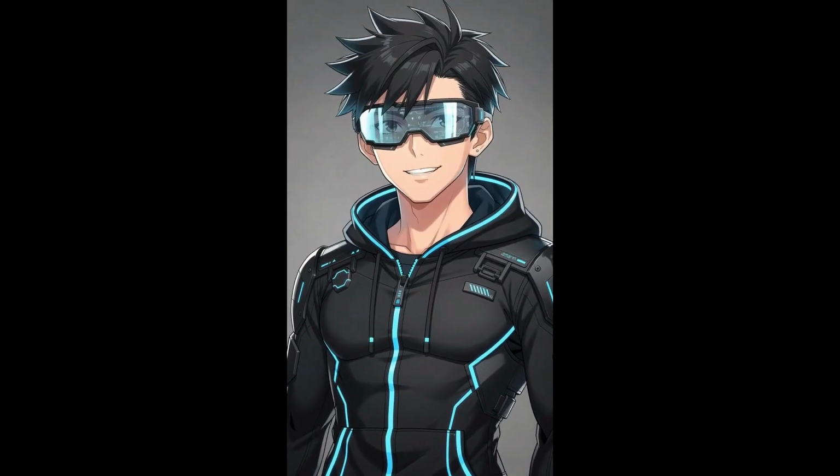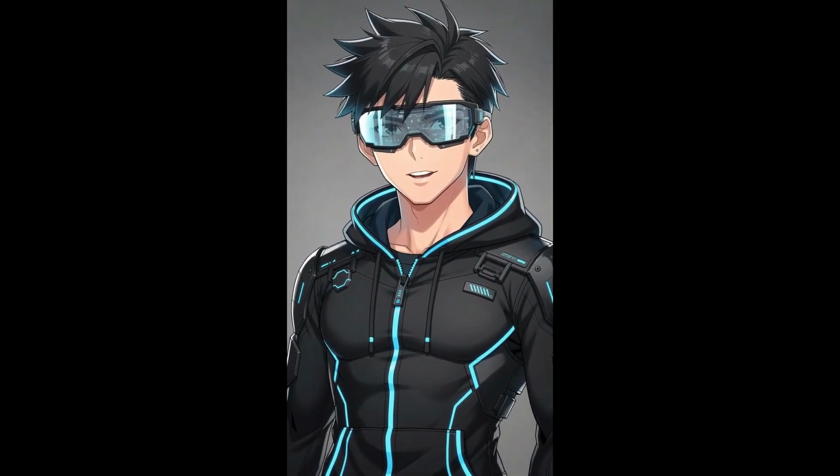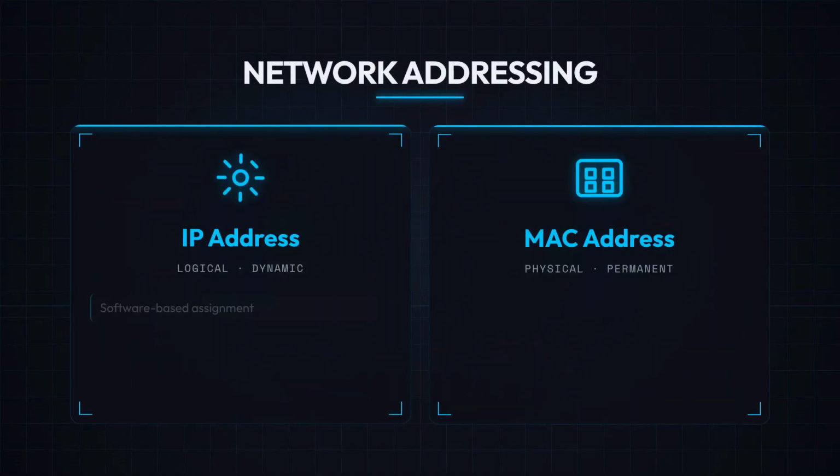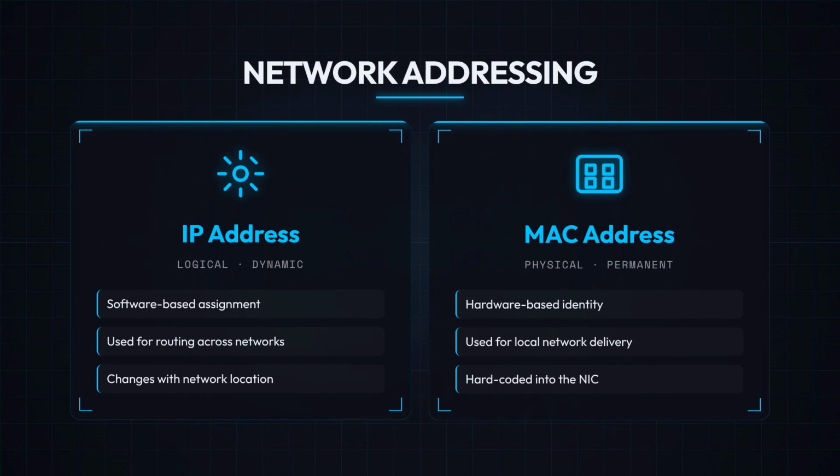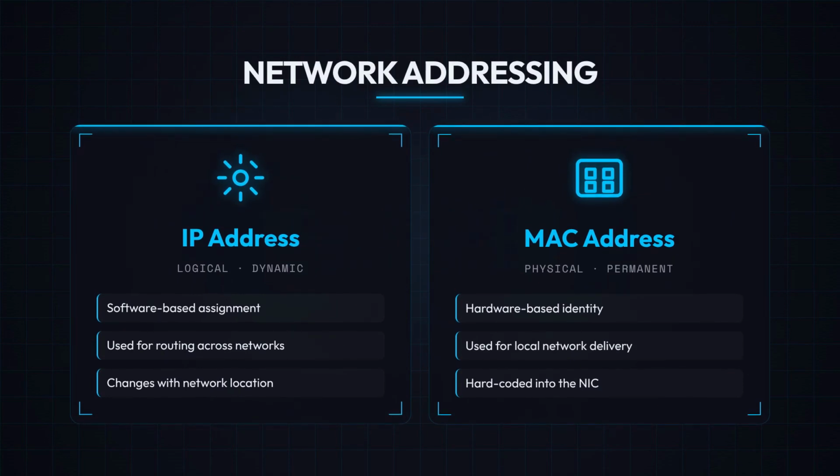Every device on that network needs a unique identifier, much like a home address. We call this an IP address. While a MAC address is hard-coded into your hardware, an IP address is logical. It helps routers find the best path for your data to travel.